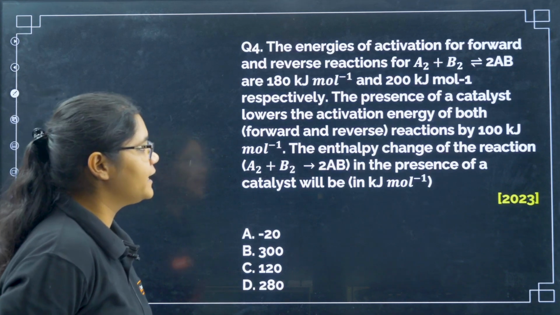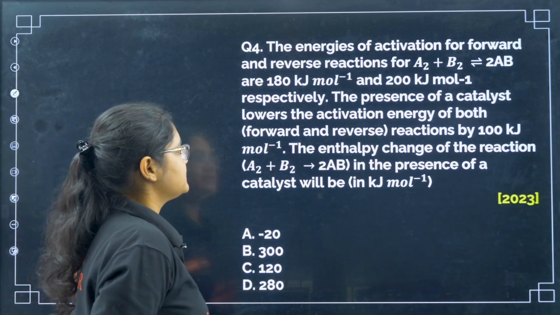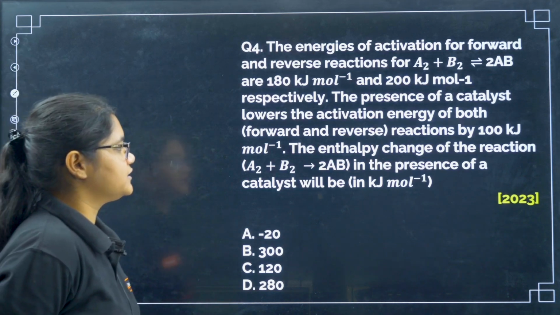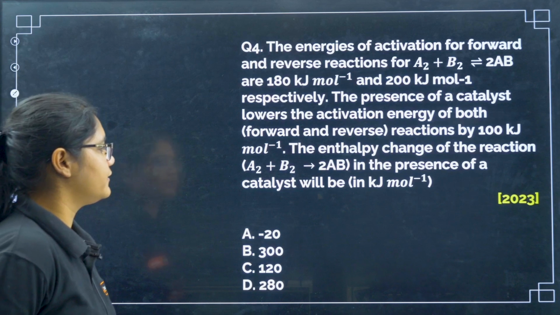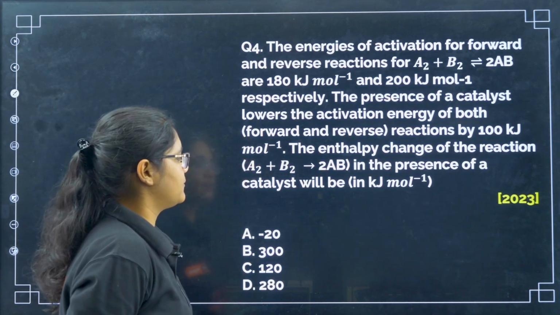Next, the energies of activation for the forward and reverse reaction for A2 plus B2 gives 2AB are 180 and 200 kilojoule per mole respectively. The presence of catalyst lowers the activation energy of both the reactions by 100 kilojoule per mole. The enthalpy change for the reaction in the process will be.